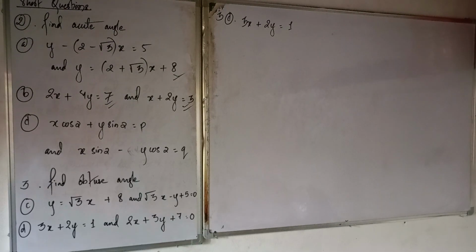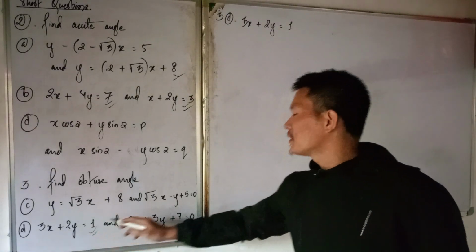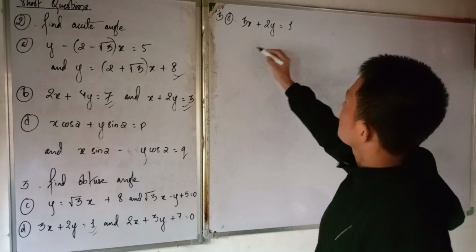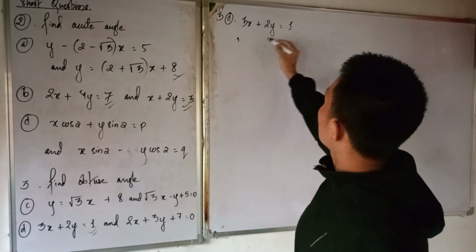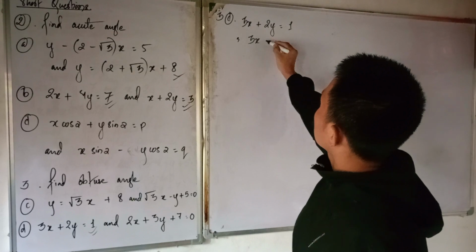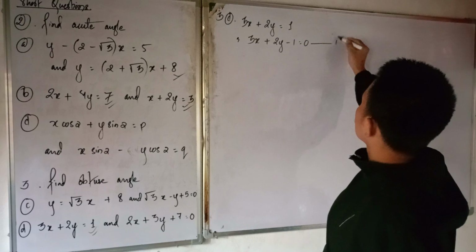Okay, so in 3D, one equation is 3x plus 2y equals 1. I'm going to write it here as 3x plus 2y minus 1 equals 0. This is equation I.